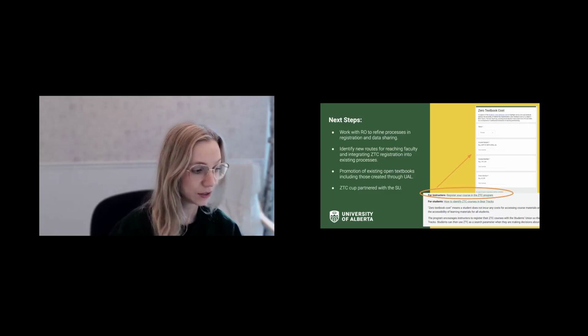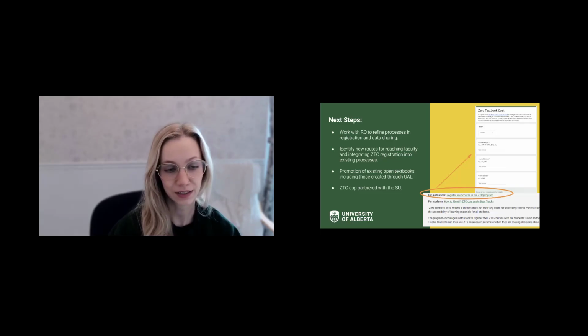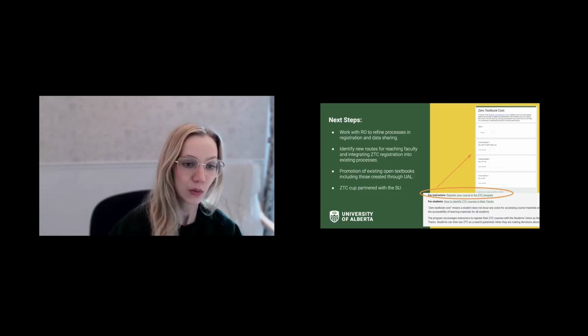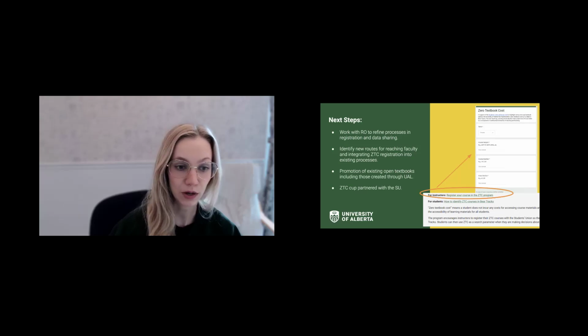The other thing that we considered was identifying new routes to reach faculty through this registration process. So perhaps if there's a system on your campus that already exists that instructors are using no matter what when they're creating courses, a way to embed that into that system would be really beneficial for you to consider. We also discussed promotion of open textbooks, including those that we're already creating through University of Alberta, just to create more initiative, to create more excitement and interest about what's already going on.